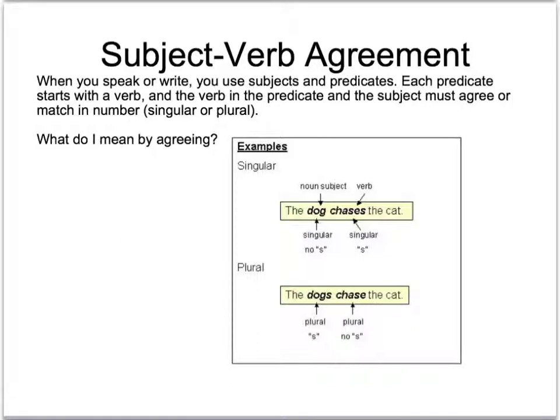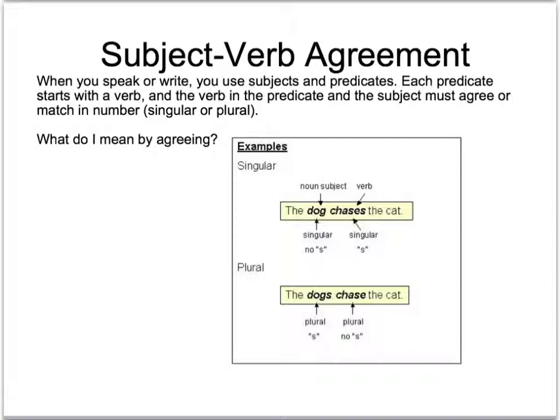Whenever you speak or write in English, you're going to use subjects and predicates. These are the two parts that make up a sentence. Each predicate starts with a verb. And the verb in the predicate and the subject that you use have to agree. If it's a singular subject, it has to be a singular verb. If it's a plural subject, it has to be a plural verb.